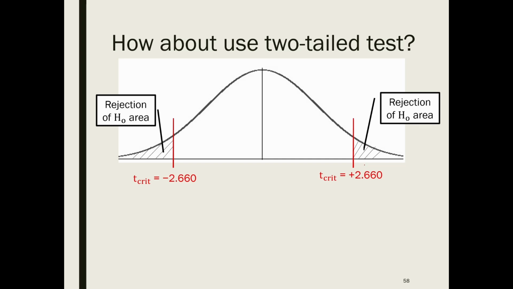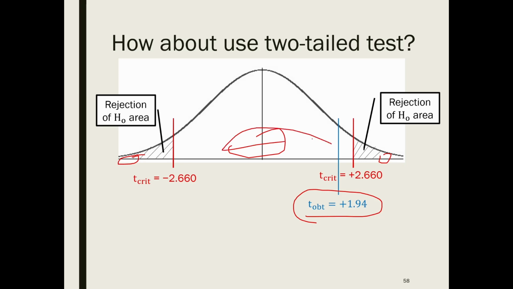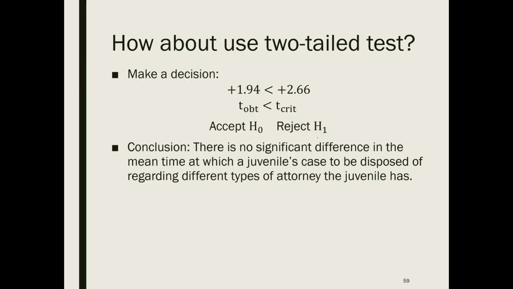If it's larger than the positive number, we're going to reject. If it's less than the negative number, we're going to reject. If it's in the middle, we are not going to reject. What do we have now? Still, we have the same t obtained, 1.96, which is positive, but it's in the middle, in the non-rejection area. So even with a two-tailed test, we can still safely say there is no significant difference in the mean time at which a juvenile's case is disposed, regarding the different types of attorney the juvenile has. Okay, because we accept the null hypothesis.